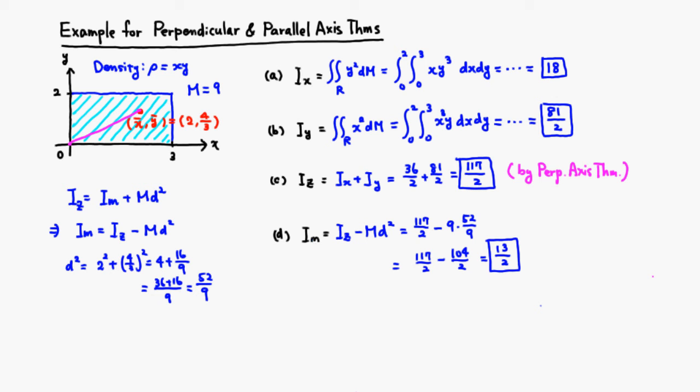So here we used the parallel axis theorem. If you know I sub x and I sub y, I sub z can be found using the perpendicular axis theorem. And if you want to find the moment of inertia about the center of mass, all you have to do is I z minus m d squared. All right, that's it. I hope that this was clear.